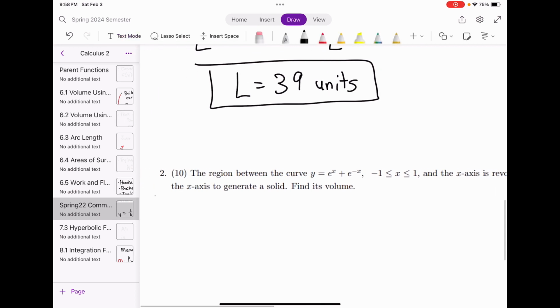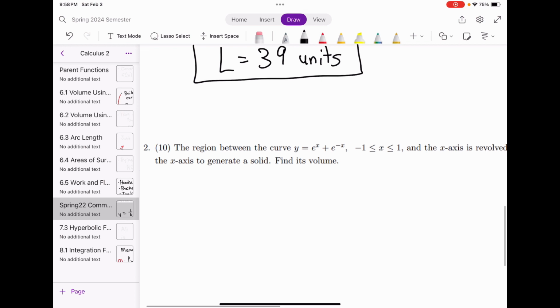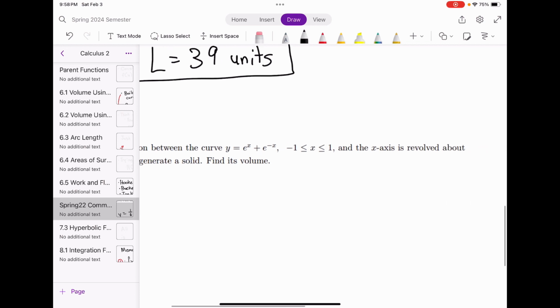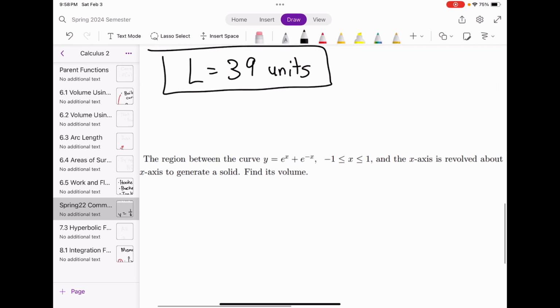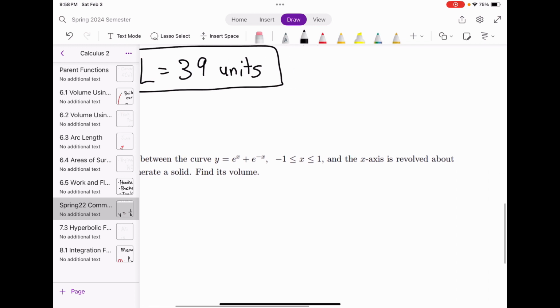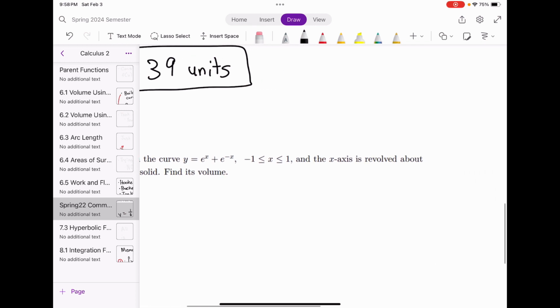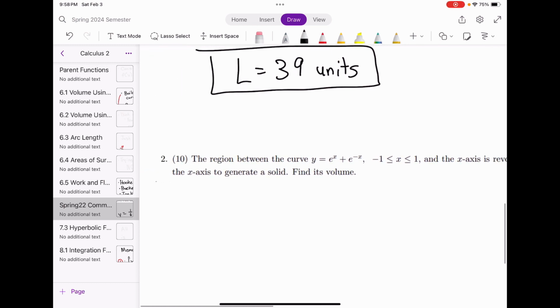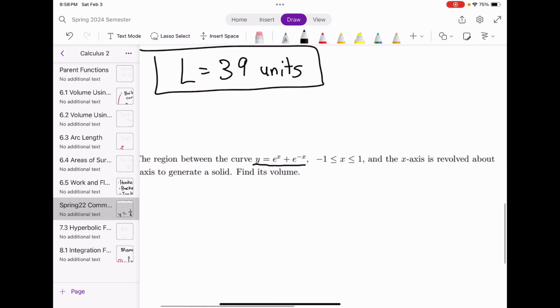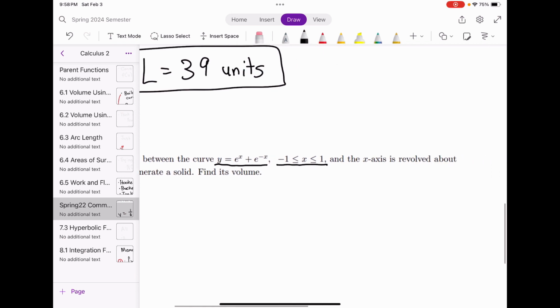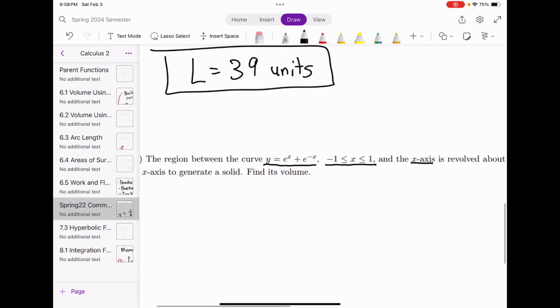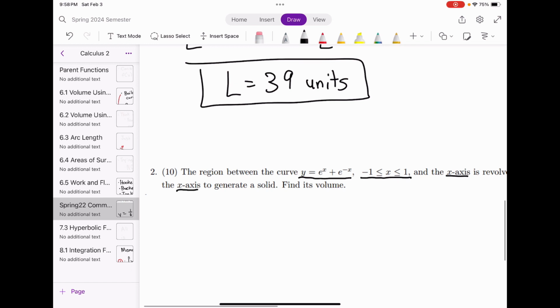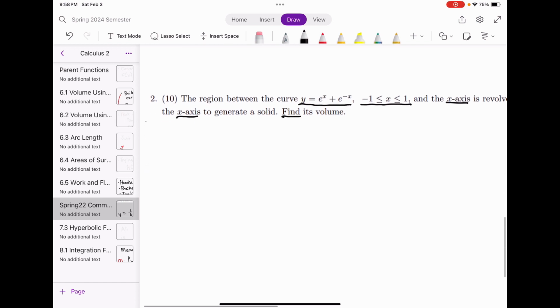The region between the curve y equals e to the x plus e to the negative x, between negative 1 and 1, and the x-axis is revolved around the x-axis to generate a solid. So they gave this formula between this domain and this bound, and it's revolved around the x-axis, and we need to find its volume.